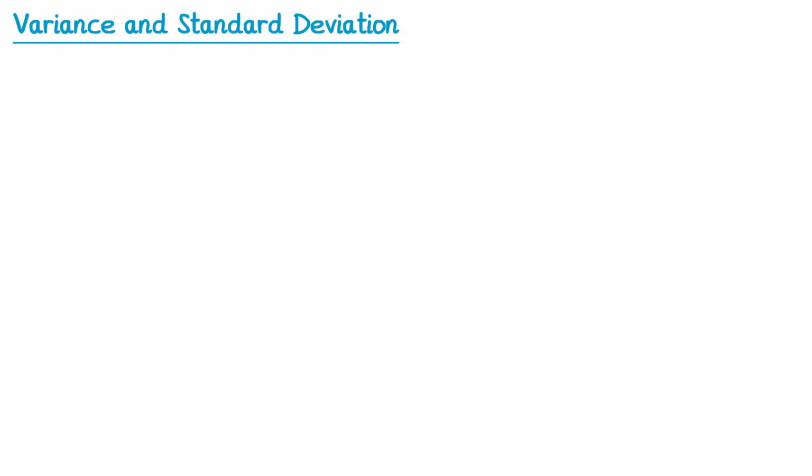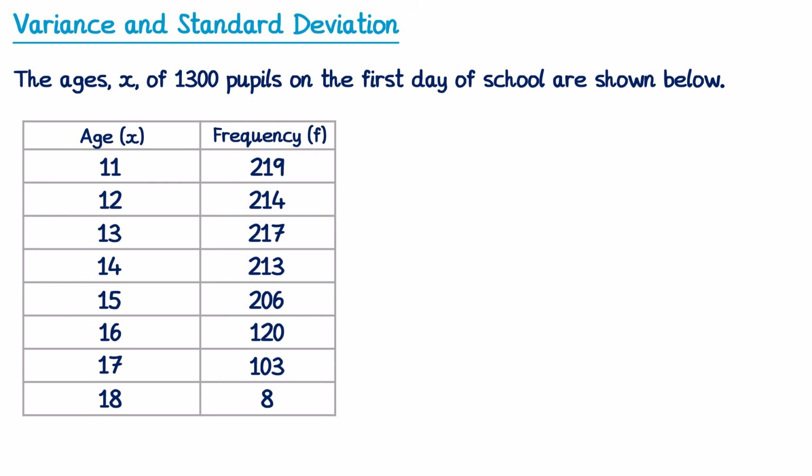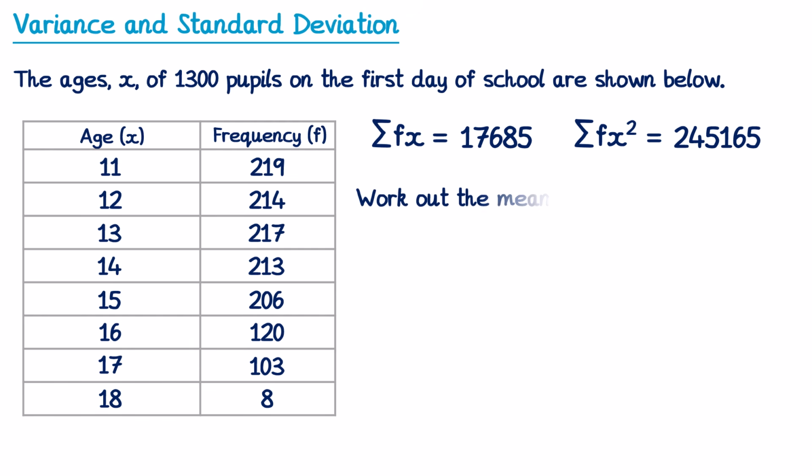Now let's try one more question where values are given to us to use in the formula, but this time with a table. So the ages of 1,300 pupils on the first day of school are shown below, and here's the table. We've been told the sum of fx and the sum of fx squared, and we need to work out the mean and standard deviation.